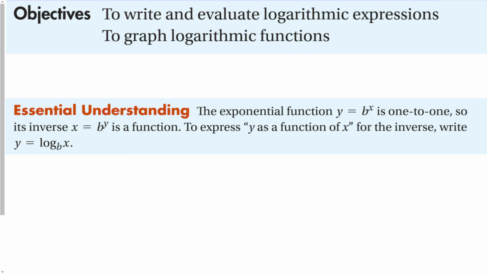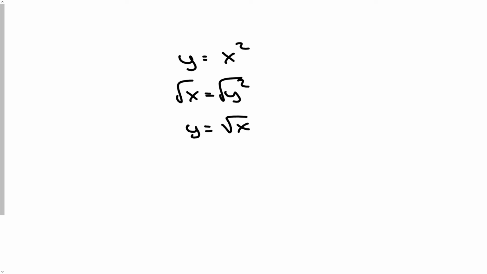Well, the exponential expression, y is equal to b to the x power, is 1 to 1. So its inverse is a function. So to do this, we need a new type of function. So this is pretty clear, right? If we wanted to find the inverse of this function, we would switch x and y, and we would get y by itself by taking the square root of both sides, because we understand that square and square root are two functions that undo each other. It becomes a little bit more difficult when you have an exponential function.